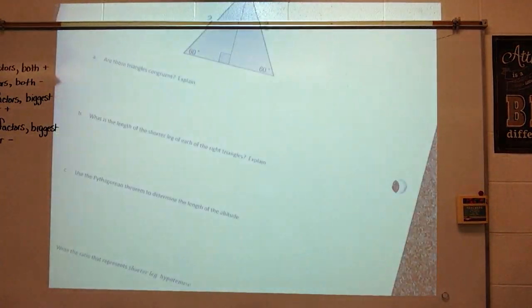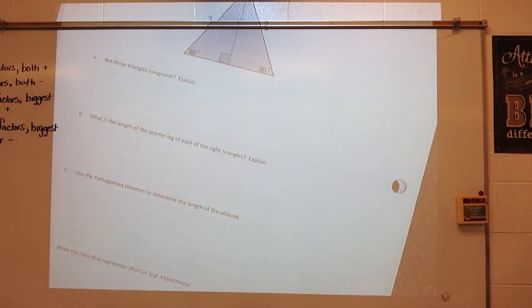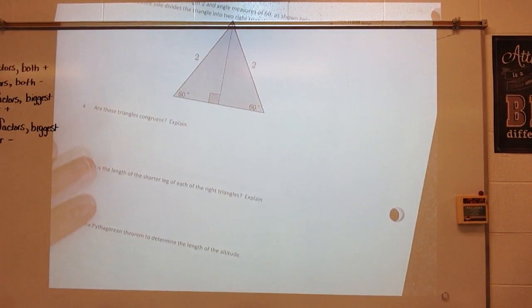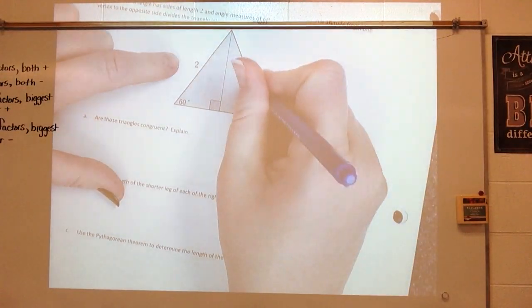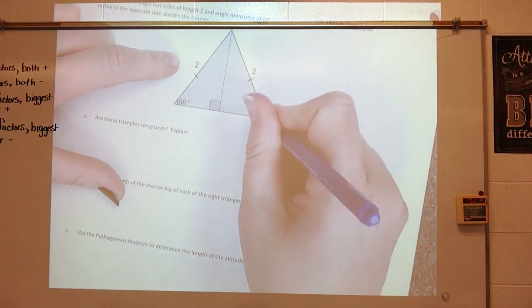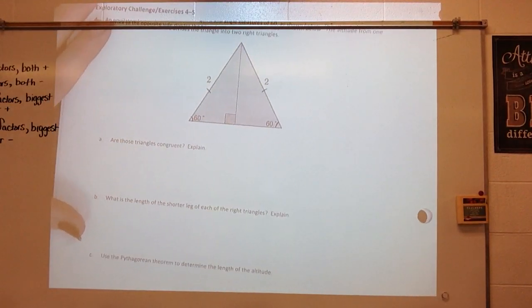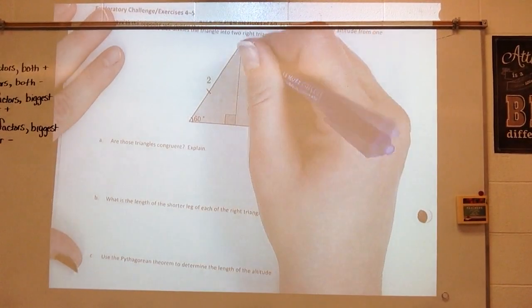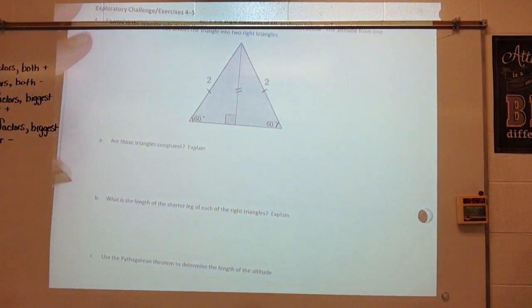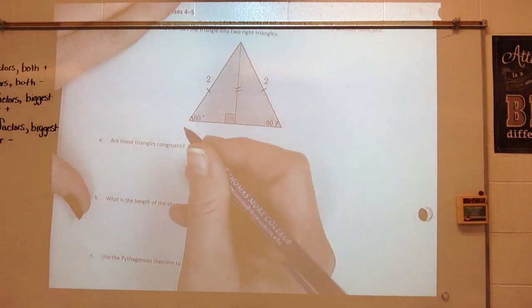Alright, exploratory challenge. An equilateral triangle has sides of lengths 2 and angle measures of 60. As shown below, the altitude from one vertex to the opposite side divides the triangle into 2 right triangles. Are those triangles congruent? Explain. Alright, so let's look at this. Are they congruent? Well, I know I have a side that is equal. I know I have an angle that is equal. Any other way I can prove these triangles congruent? Guys, look at this. By reflexive property, I know that side has to be congruent also. So the triangles are congruent by angle, side, angle.